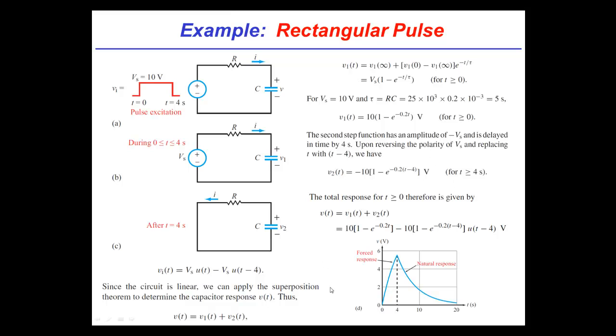Now, by superposition, we put them together by adding them. So the total system response, V, is going to be the sum of V1 and V2. We add them together, and we get an equation for V. Now we can plot that, and what we see is it is indeed a combination of these two. We have the forced response, which does that, and we have the natural response, which does that.